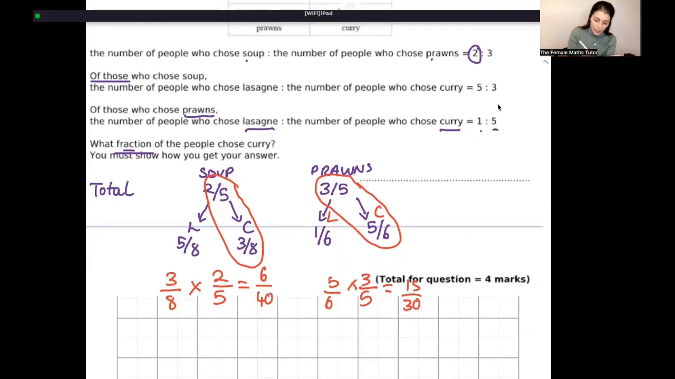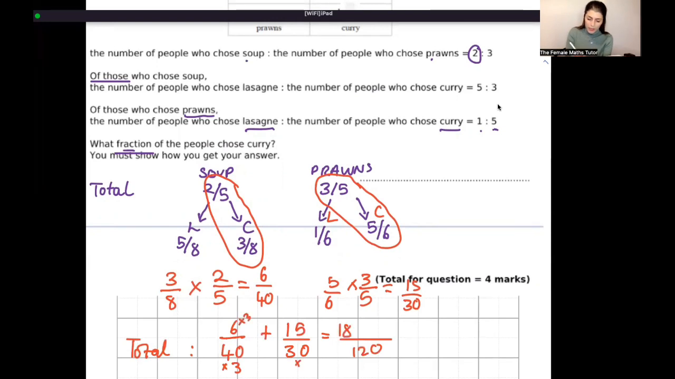To get our final answer, you add them together. So 6 out of 40, add 15 out of 30. The denominators are different, so I'm going to make them 120. Because I know that 4 times 3 gives me 12. So I'm going to times this one by 3, get 18. And I'm going to times this by 4 to get 60. And it was a plus here, so I have to add them together to get a final answer of 78 over 120.